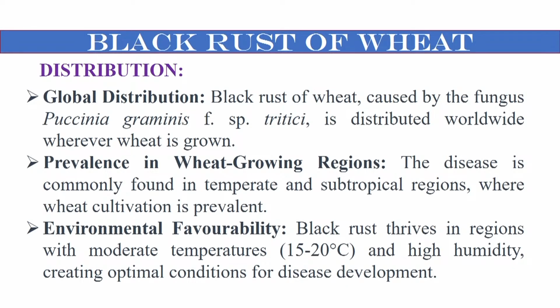And the prevalence: the disease is commonly found in wheat growing regions, in the temperate to subtropical regions where wheat is cultivated. The environmental condition of temperate to moderate temperatures, like 15 to 20 degrees centigrade, is favorable for the black rust of wheat, and it prefers high humidity, more than 80%, for disease development.